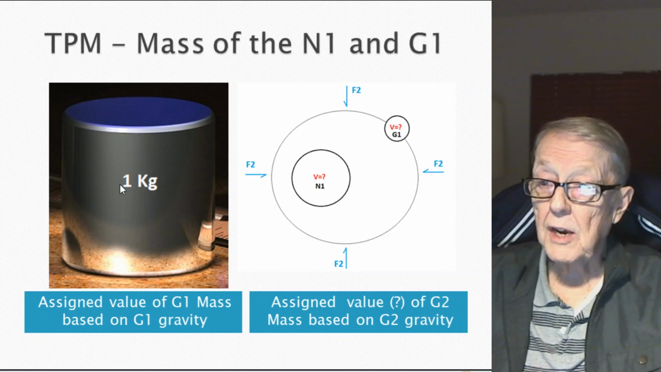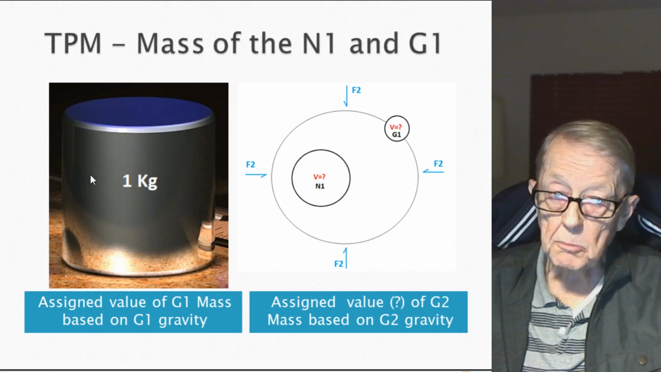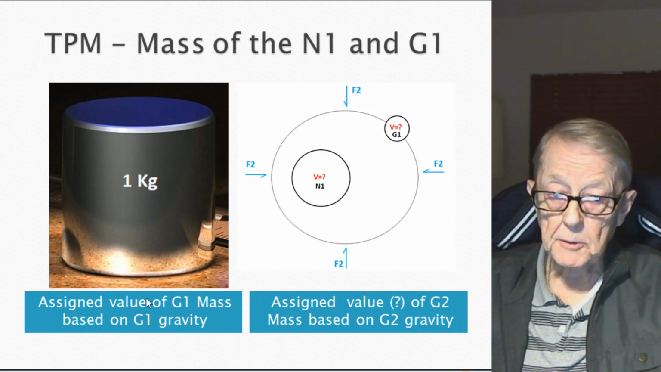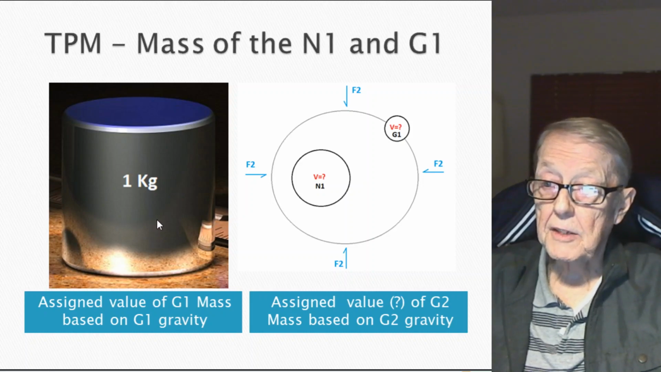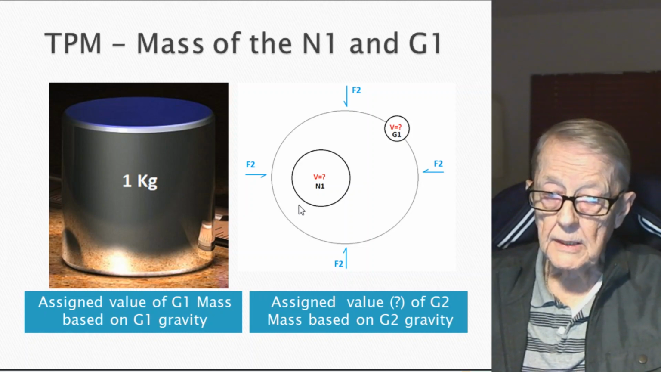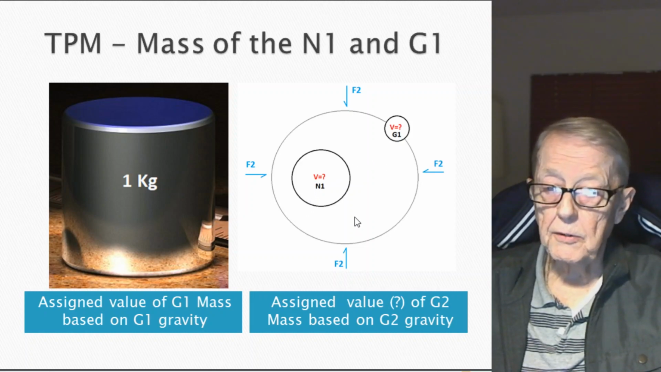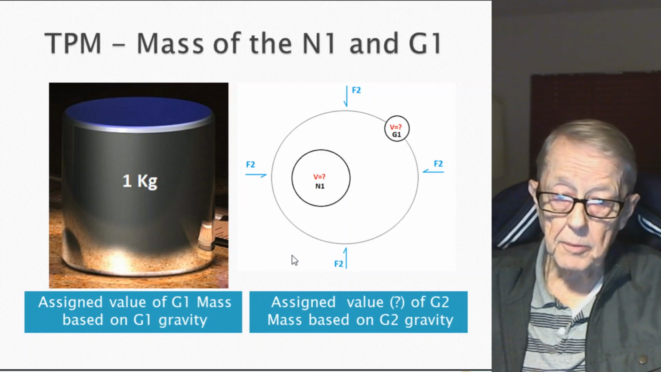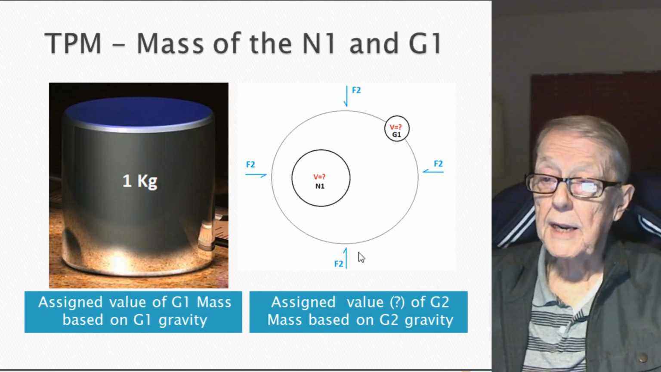And now the electron mass is being compared to this standard. But this is G1 gravity, G1 mass. It's based on G1 gravity, and G1 gravity doesn't affect the G1 particle the same way. There is no assigned value or standard value for G2 gravity. This is G2 gravity causing the electrons to circulate. Without a standard, I can't assign a value.